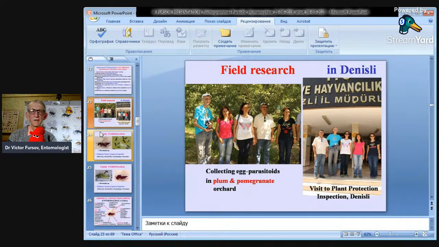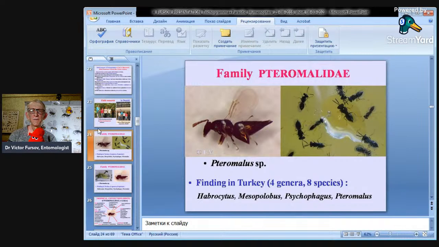Okay, family Pteromalidae. We have very wide trophic relations with many orders of insects. This is one of the biggest families of chalcid wasps.